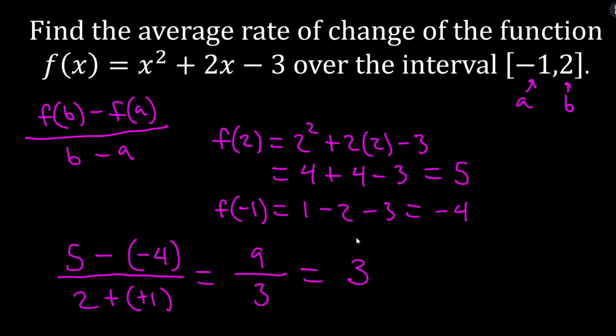And what that means is that this is the average rate of change. On average, for each increase in x by 1, the y values increase by 3. And that's just an average, right? So this is a parabola. It looks something like this. And so we probably, in this case, have something like this, where we're going from like here to here. And as the x values increase by 3, the y values increase by 9.